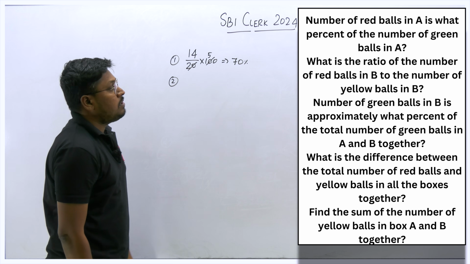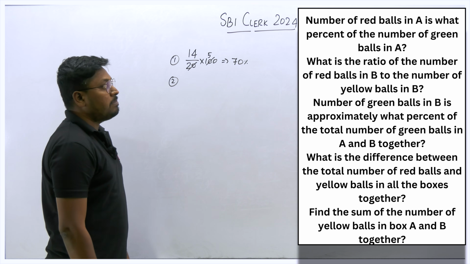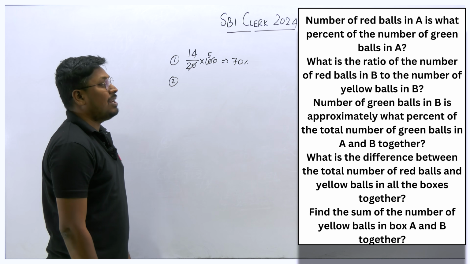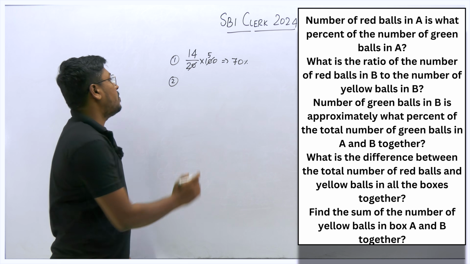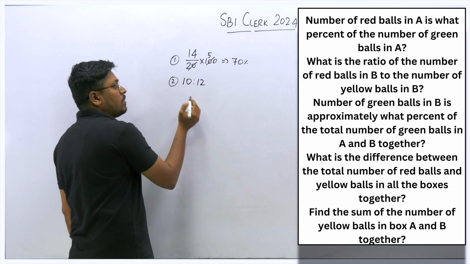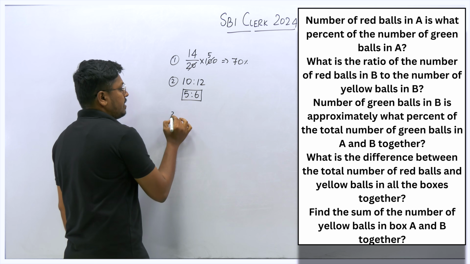Second question: what is the ratio between the number of red balls in B and the number of yellow balls in B? Red balls in B will be 10, and yellow balls in B will be 12. So we need to find the ratio. So 10:12. We can cancel it by 2. This will be 5:6. So 5:6 will be the answer, right?